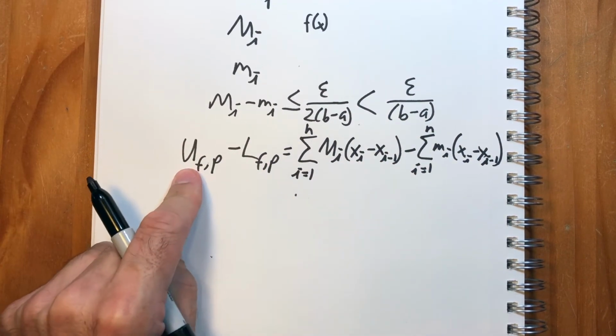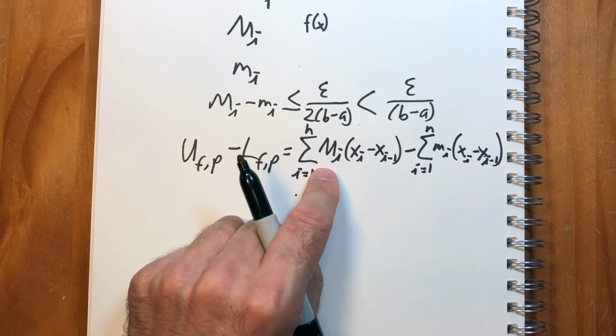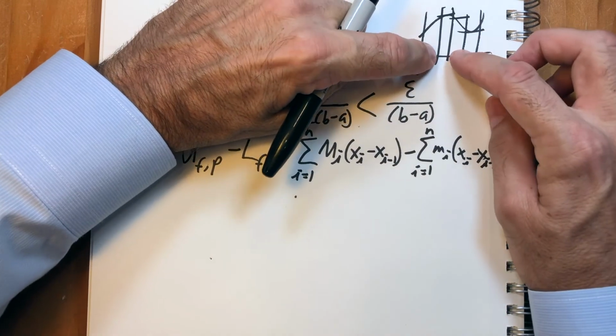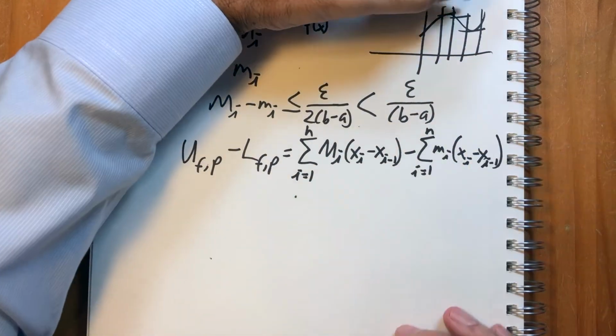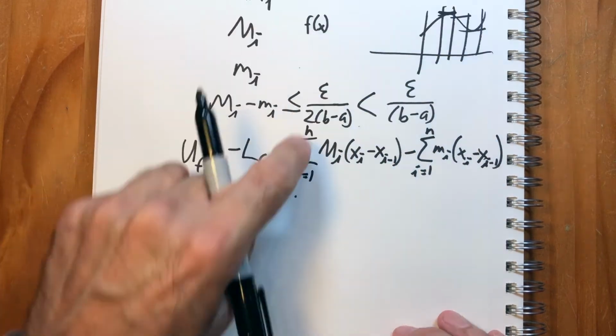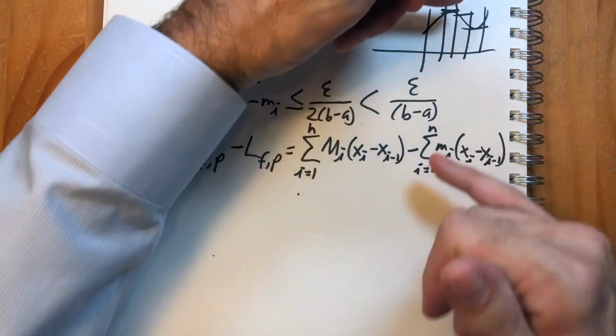This is the definition of the upper sum, right? This is just the sum of the rectangles. So this is the width of the slice times the supremum of f of x in that slice for each one. So you just add all those together, that's the upper sum.